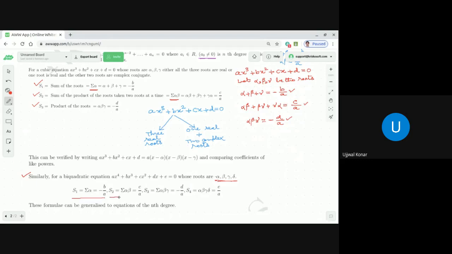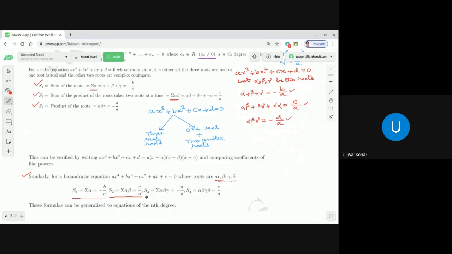Then taken 2 at a time: alpha beta plus alpha gamma plus alpha delta plus beta gamma plus beta delta plus gamma delta. You can make all these combinations, taken 2 at a time. Correct, no, dear students? I made a little wrong statement. It is a combination, not a permutation, because the moment you take alpha beta, you should not take beta alpha. So alpha beta, then alpha gamma, plus alpha delta, like this. You understood? And then you can take 3 at a time.